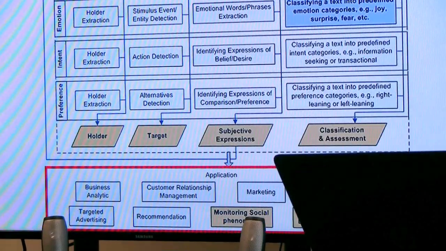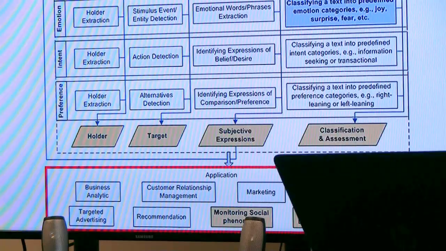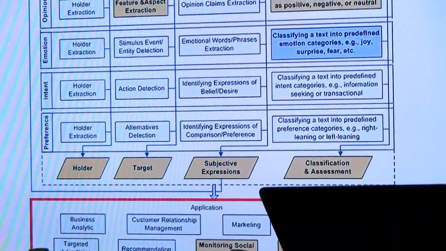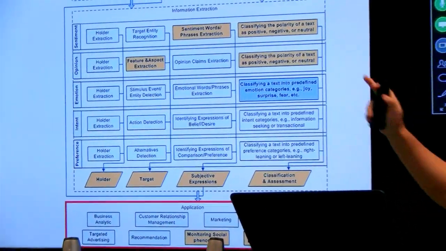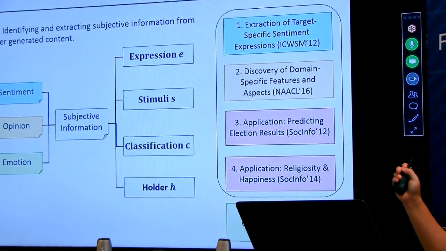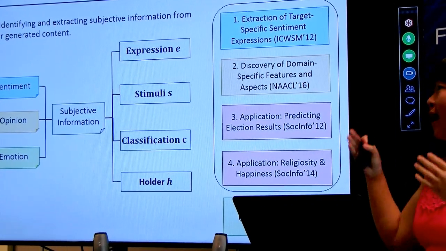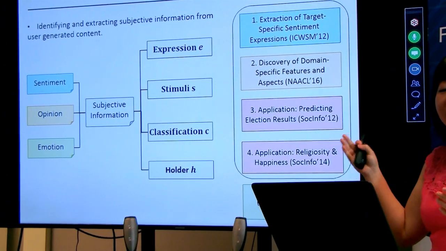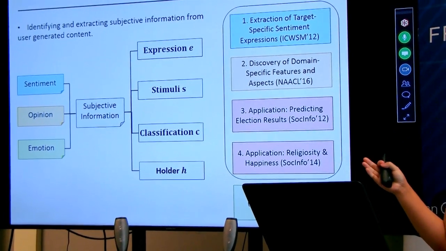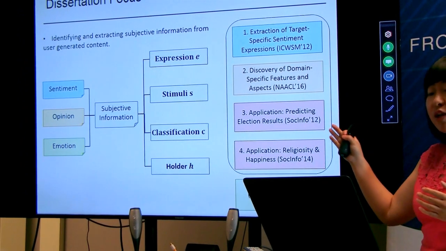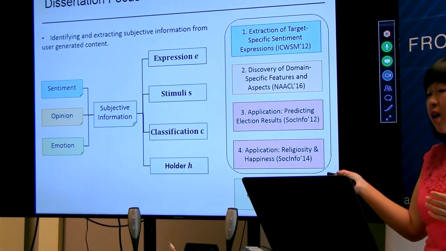Actually, in this figure, you can see this orange box labeled the work that I have focused on in this dissertation. So, let's take a closer look at this. In my research, I largely focused on three types of subjective information: sentiment, opinion, and emotion. And my research has covered all four components: expression, stimulus, classification, and holder.